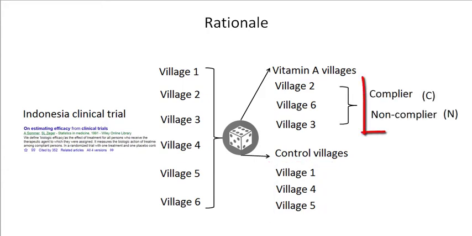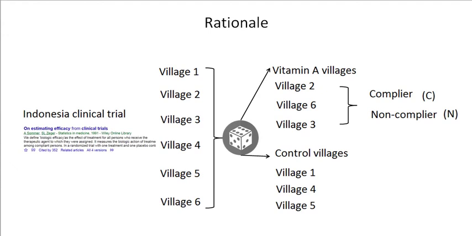Unfortunately, not every child in the vitamin A villages received vitamin A. Part of the reason was that some mothers did not or could not go to vitamin dispensing locations to pick up the supplements, even though their children were assigned to a vitamin A village.